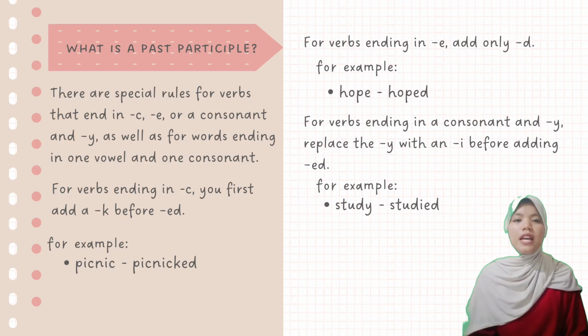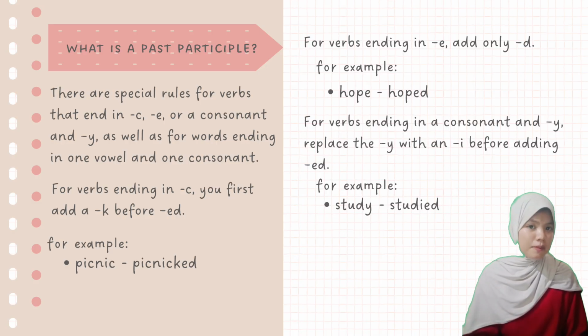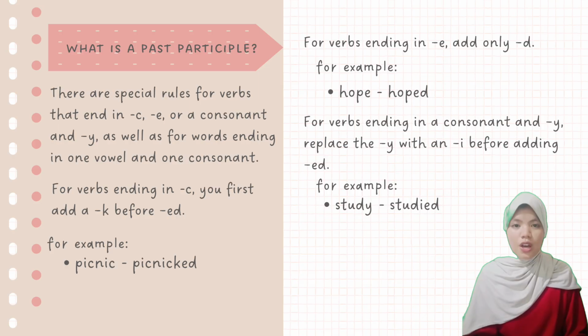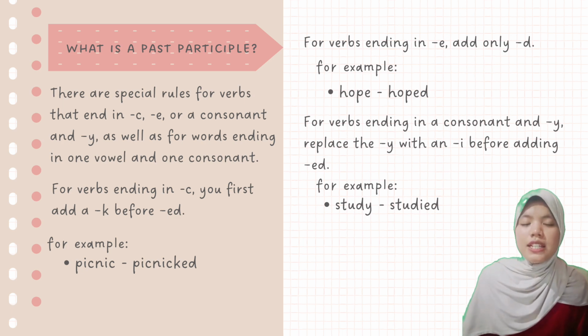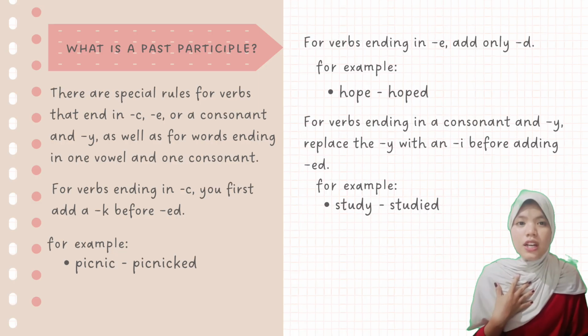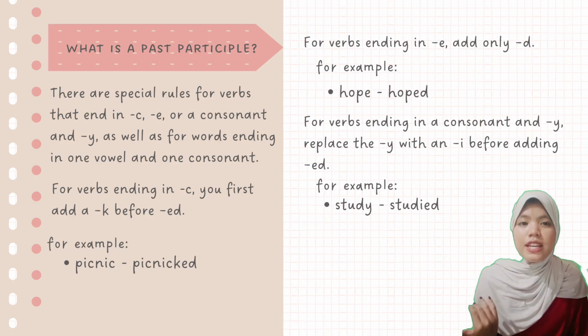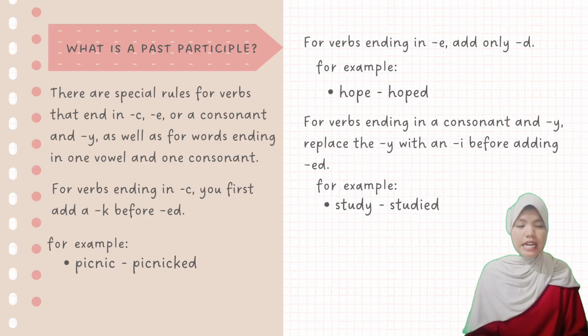For verbs ending in c, first add a k before it. For example, picnic becomes picnicked. For verbs ending in e, add only d, for example, hope becomes hoped. For verbs ending in a consonant and y, replace the y with an i before adding ed. For example, study becomes studied.